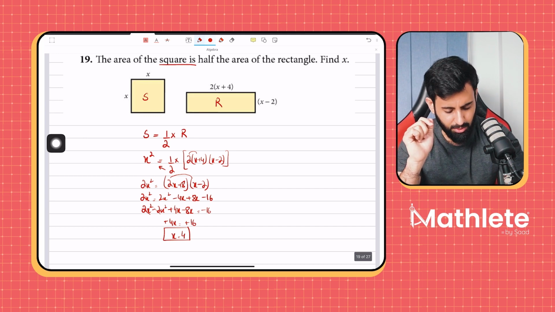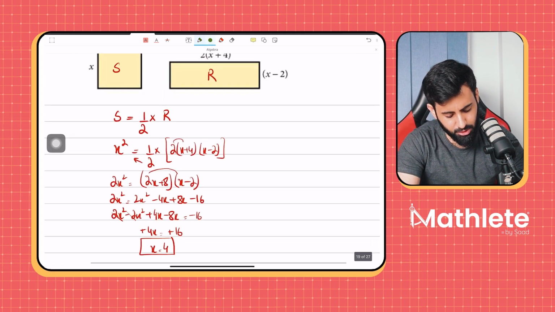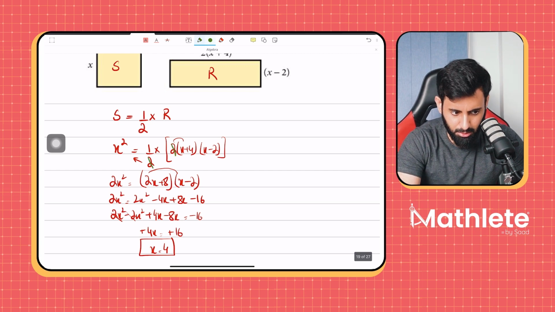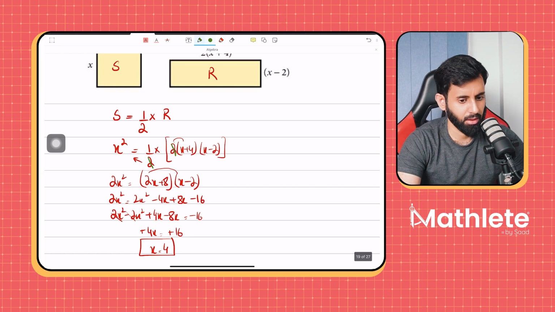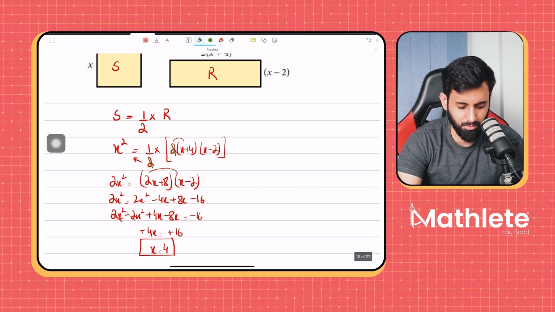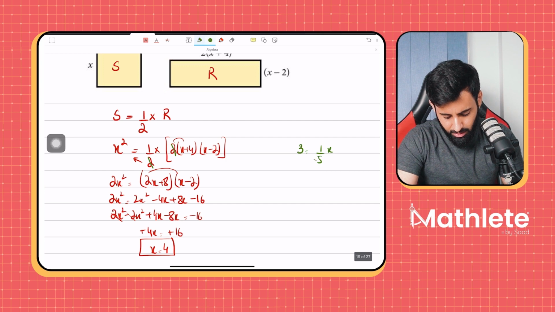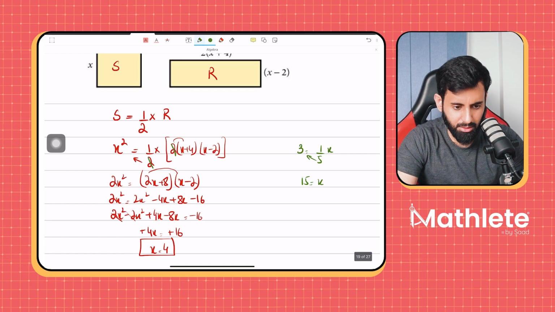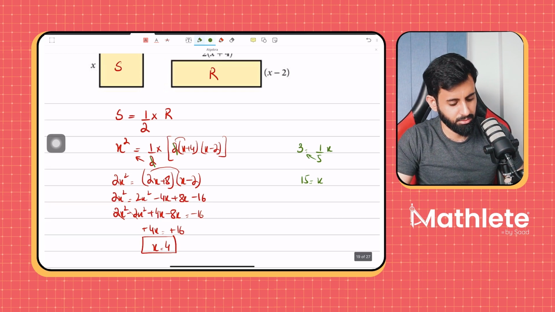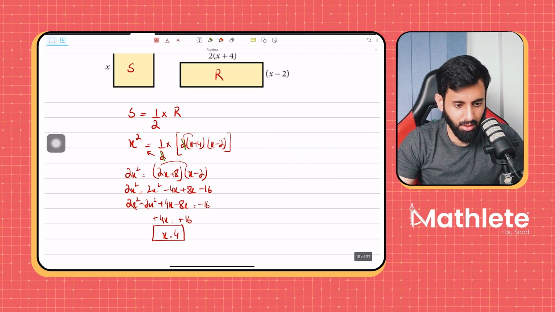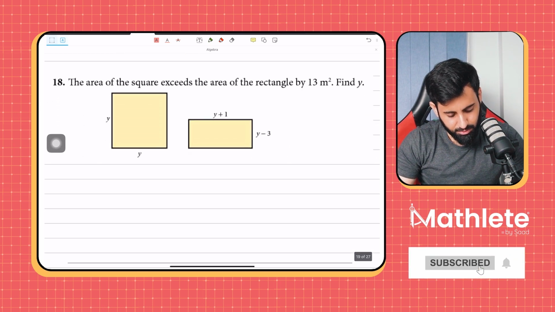Here's something I could have done as well. I just realized I could have just crossed out this 2 and this 2. Okay, I could have done that as well. So if that's what you were thinking, that's correct. But I can always cross multiply. For example, if you have, let's say, 3 equals 1 upon 5x, can you not cross multiply 3 and 5 and write 15 equals x? Yes, no? Yeah, exactly. So that's why I did what I did. Okay, x equals 4.